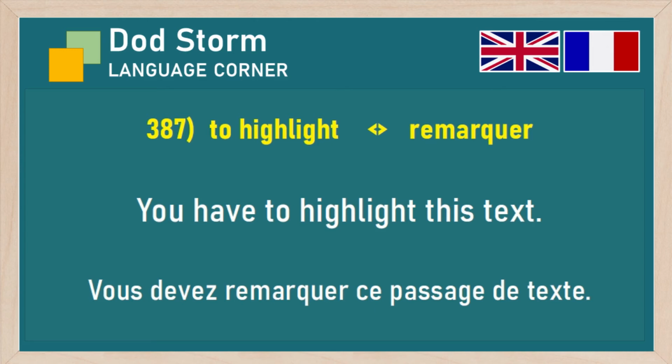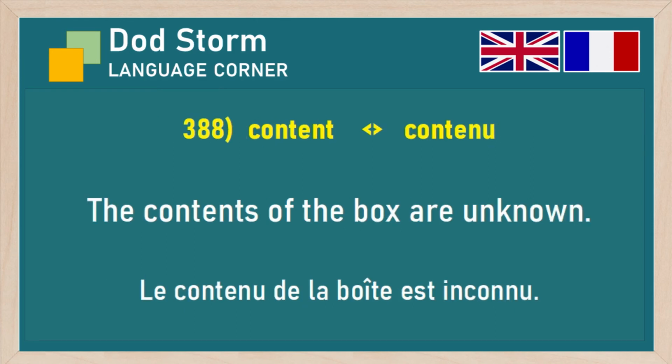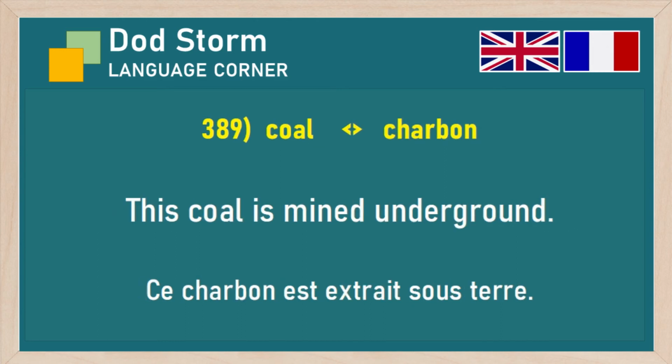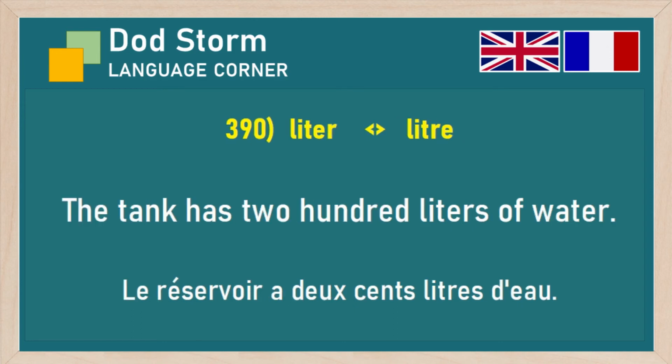You have to highlight this text. The contents of the box are unknown. This coal is mined underground. The tank has 200 liters of water.